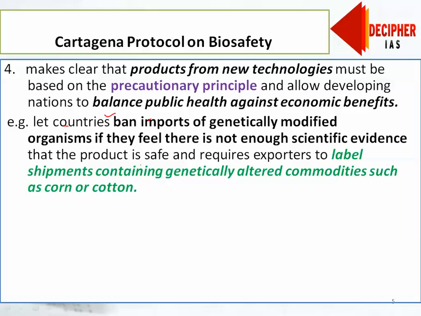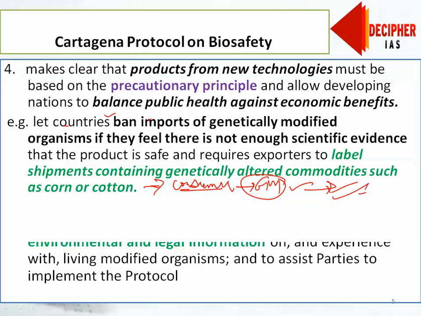Obviously, if you label, you can know. Suppose I am a consumer, but I am skeptical about this GM technology. If a GM label is there, I can easily know that this is GM food, and I can avoid that. I can take the other food. Fine. So labeling should be done.